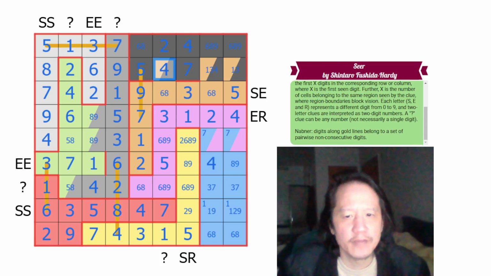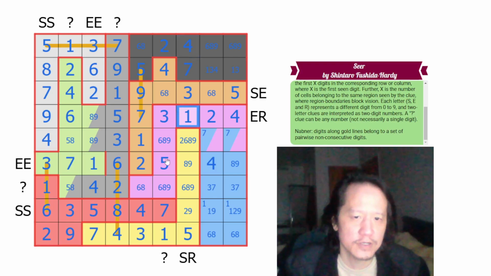So this cannot be part of gray. It has to be part of orange. So the rest are part of gray, sorry. So we have those cells now. So this is the boundary for the orange and the dark.